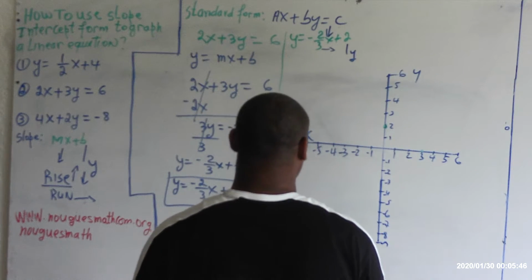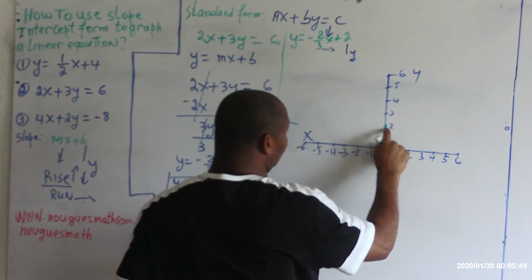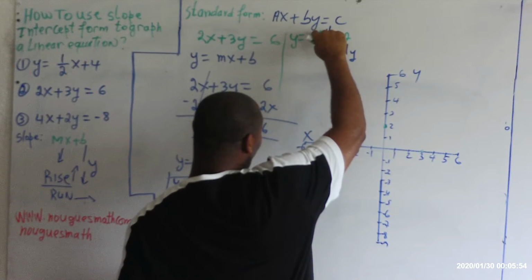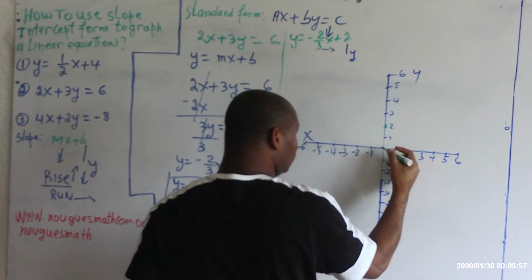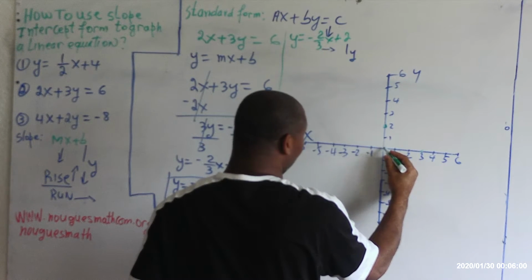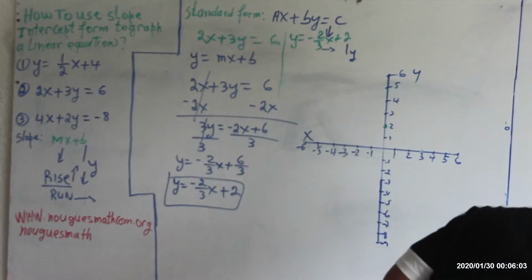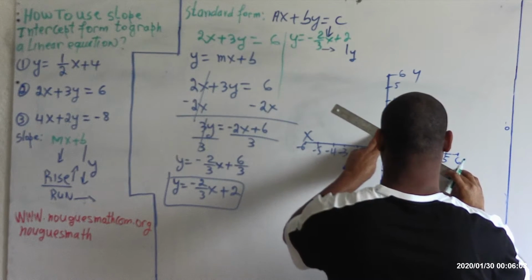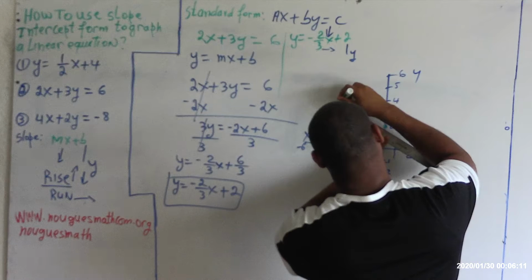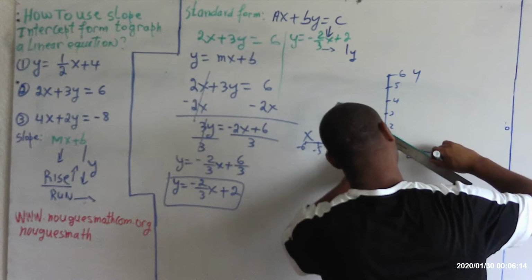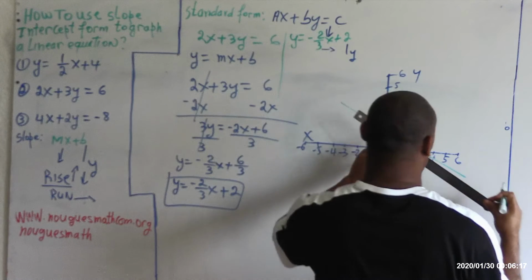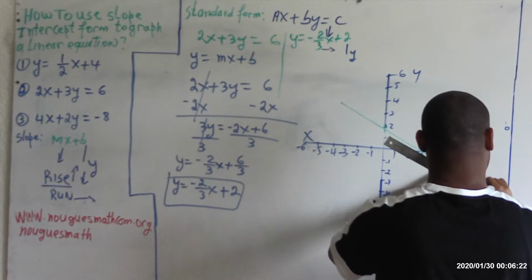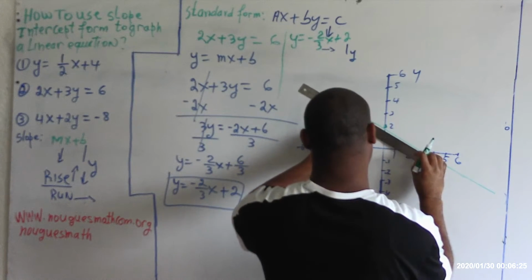Okay. Let me replay. Place the 2 first, right here. And go down 2, because it is negative, we go down 2 units. 1, 2, right here. And then go to the right 3, right here. So now I can graph. Very easy, because you only need 2 points. There's nothing difficult. That's it.